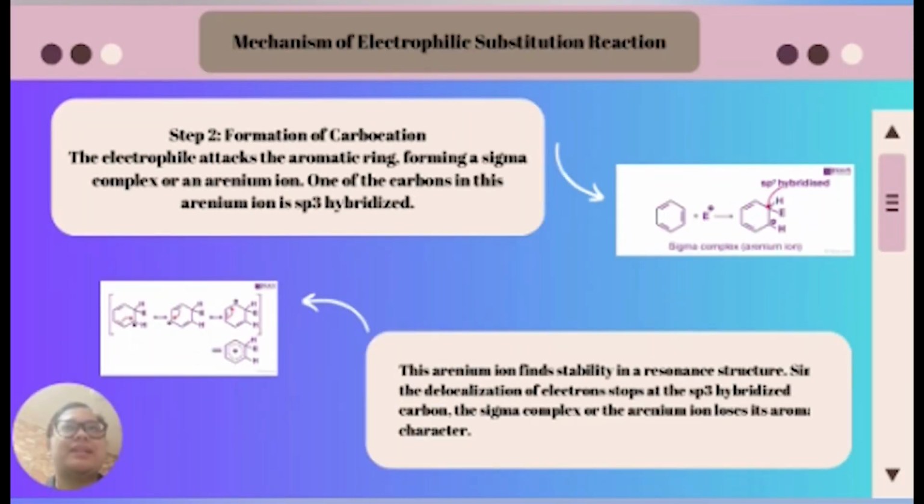For step 2, the mechanism of electrophilic substitution reaction is formation of a carbocation. The electrophile attacks the aromatic ring, forming a sigma complex or an arenium ion. One of the carbons in this arenium ion is sp3 hybridized, as shown in the picture. This arenium ion finds stability in a resonance structure. Since the delocalization of electrons stops at the sp3 hybridized carbon, the sigma complex or the arenium ion loses its aromatic character, which we can see in the picture.